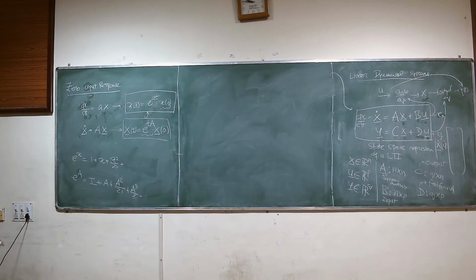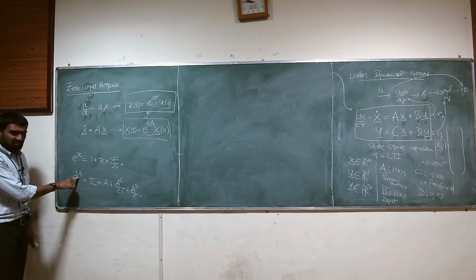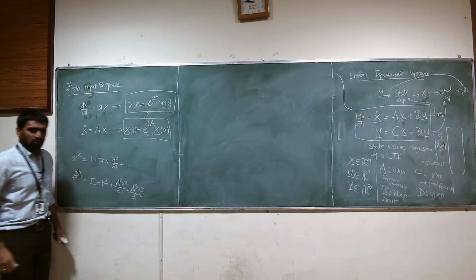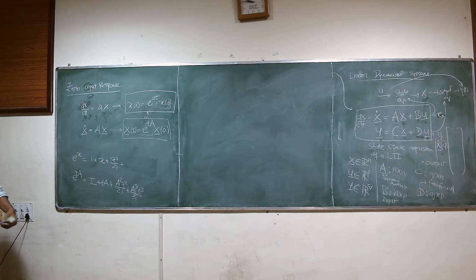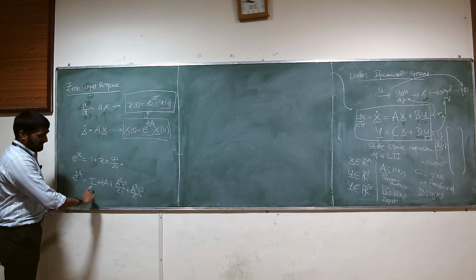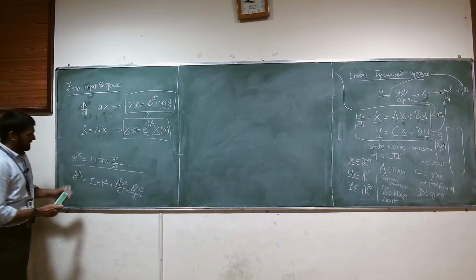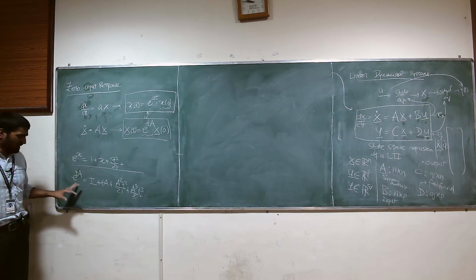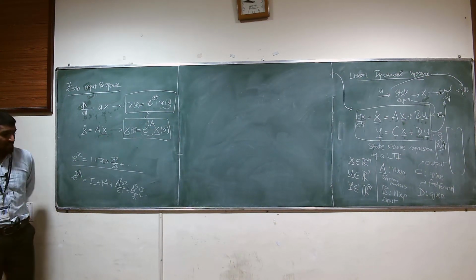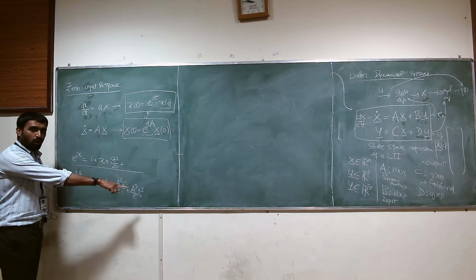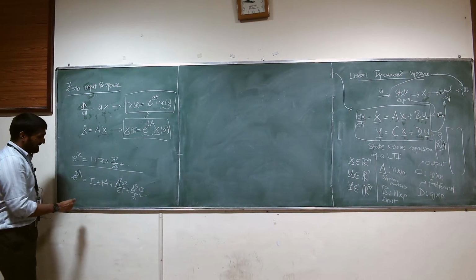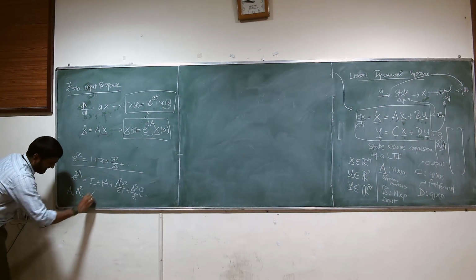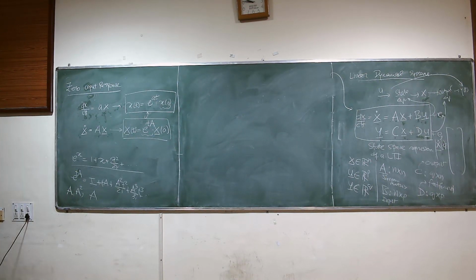Now, if you're talking about e power tA, where t is a scalar, then this will be e power t, A square t square, A cube t cube, and so on and so forth. In the case of a scalar, you need all the infinite terms to compute the exact value of e power x. It turns out, in the case of a matrix, you don't have to compute all the infinite powers of a matrix. You only need I, A, A square, up to A to the n minus 1.